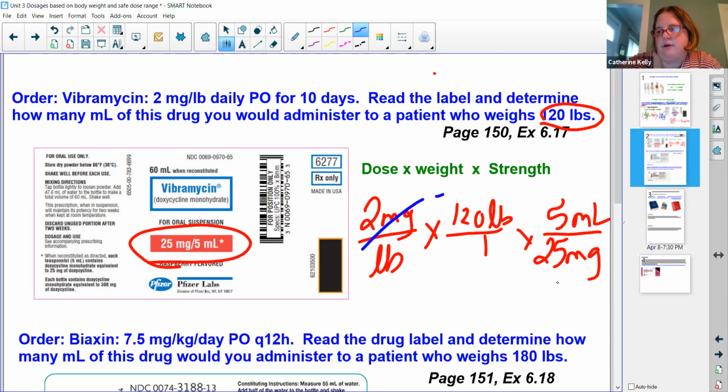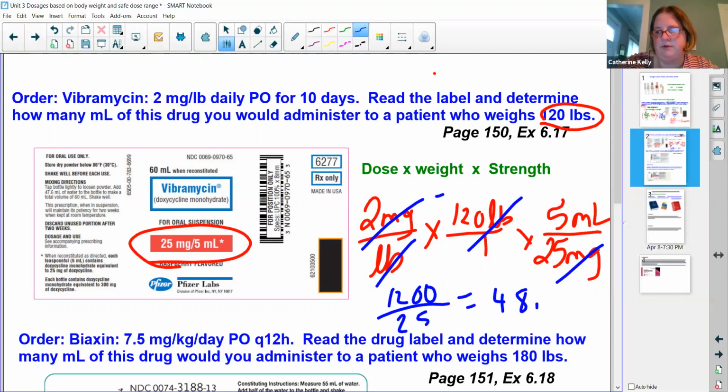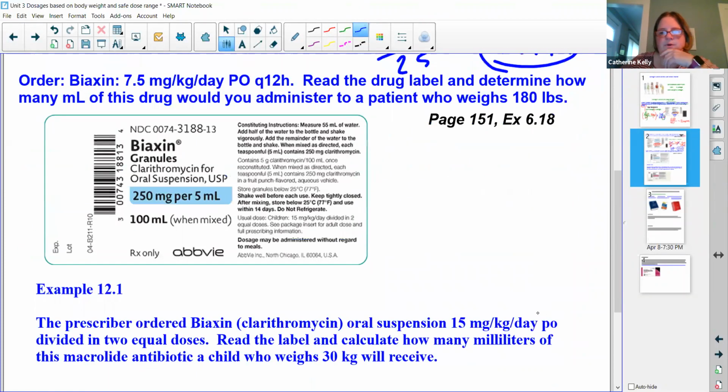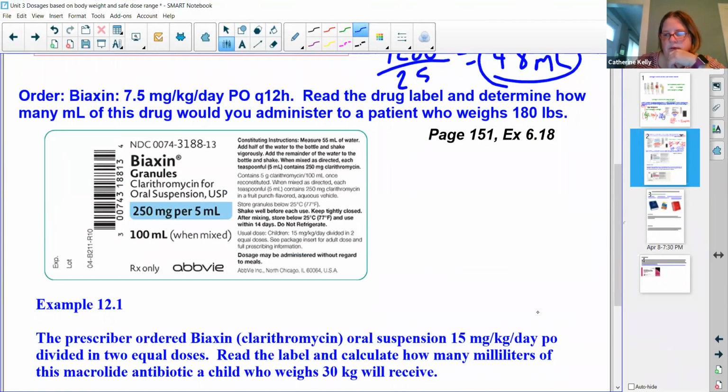So when I cancel out my milligrams and cancel out my pounds, I can now do my calculation. So 2 times 120 times 5 is 1200. Same amount, huh? 1200 divided by 25 will be 48 milliliters. And the last one we're going to do, nope, there's a couple more.